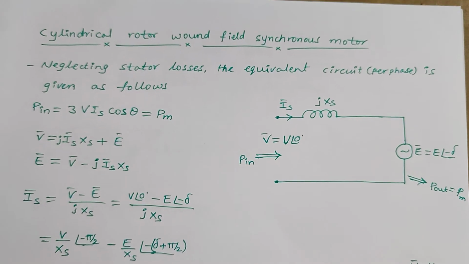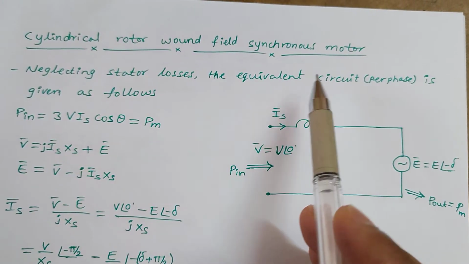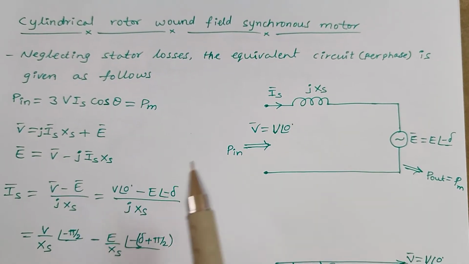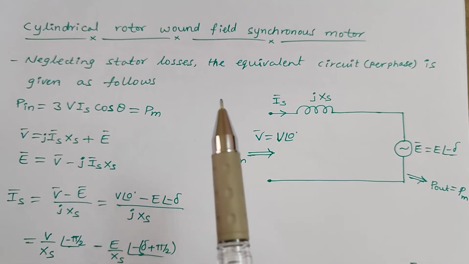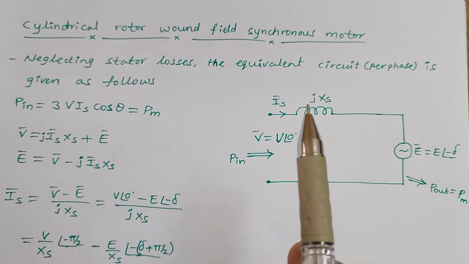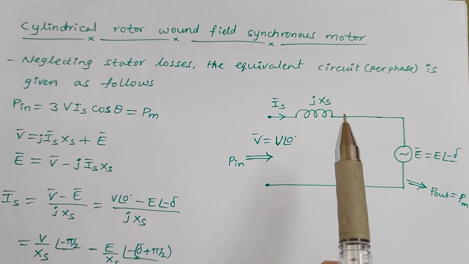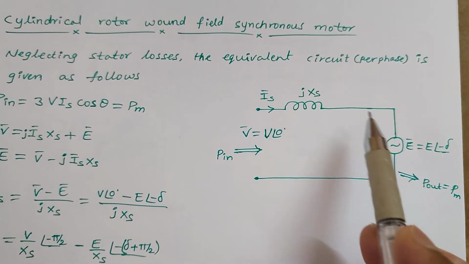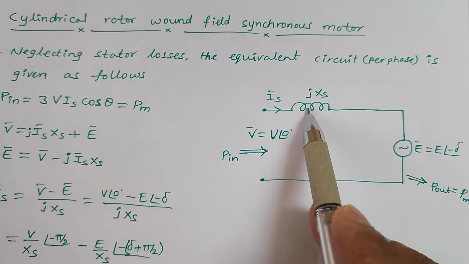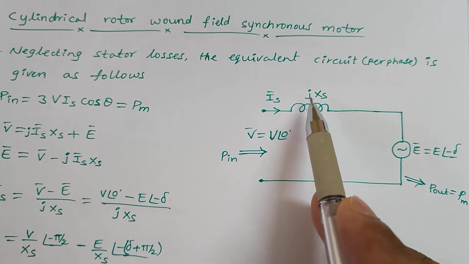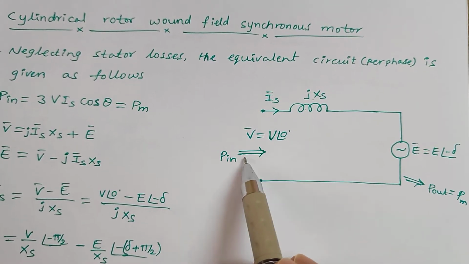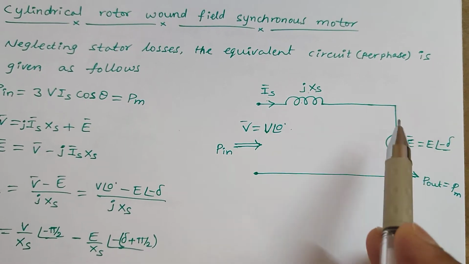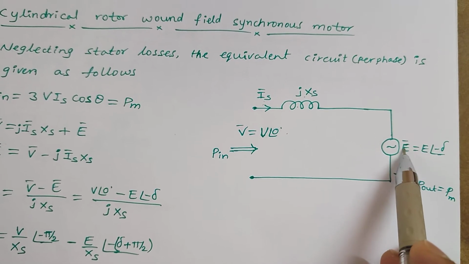If you see the basic equations, like the cylindrical rotor wound field synchronous motor, the corresponding performance equations are like this. If you draw the equivalent circuit per phase by neglecting the stator losses, it is shown in this figure. Here we have considered only jXs as a reactance. This is the supplied voltage V at an angle 0 degrees, the corresponding current is Is, and the corresponding induced field is E.